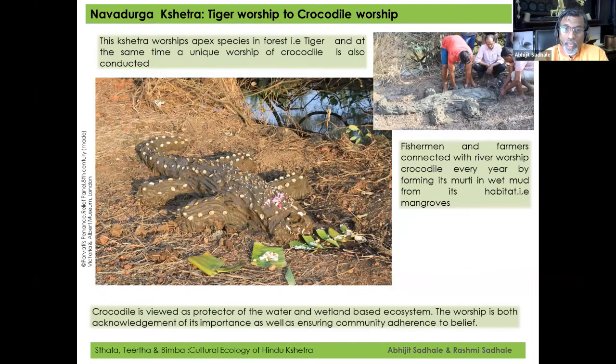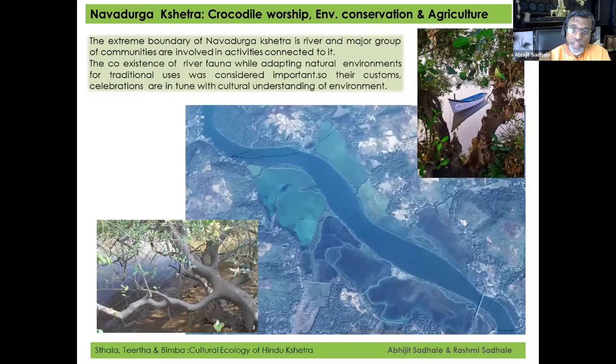So worship is both an acknowledgement of its importance and also a means of ensuring community adherence to this belief. So in Navadurga Kshetra, the topography, the ecology, the agrarian economy, the fish and swamp related activities and the rituals are all connected and create a cultural understanding of an environment.